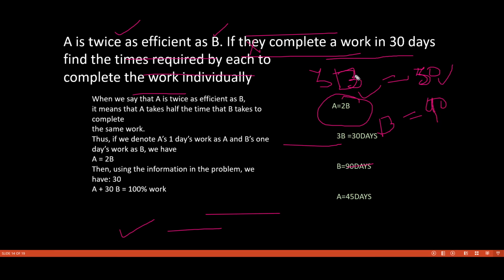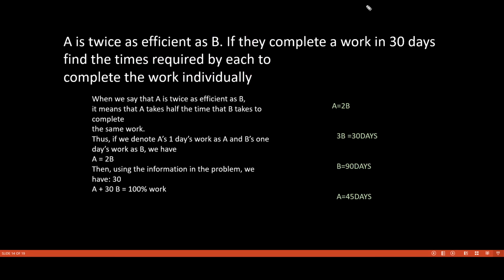Because when they are working at 3 times the efficiency of B, then they are taking 30 days. So when B alone is working with his own efficiency, then you will get 90 days. And then we know that A is twice as efficient as B. So when B requires 90 days, then A will require 45 days. It is logical. So this is how we can do this type of question. It is very easy. You just have to apply a little mind.